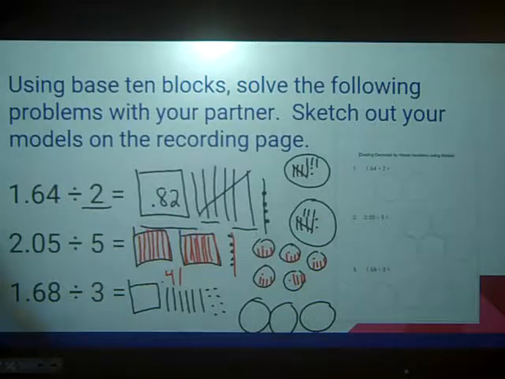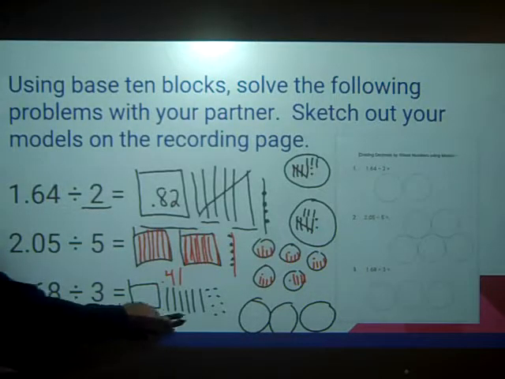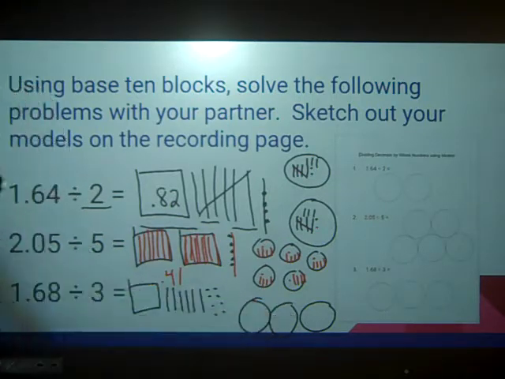The hundreds? Separate the hundreds? Can I divide 8 by 3? No, I can't do that. What would be a good place to start? Let's start with the biggest piece. Let's take the flat and make it into 10.